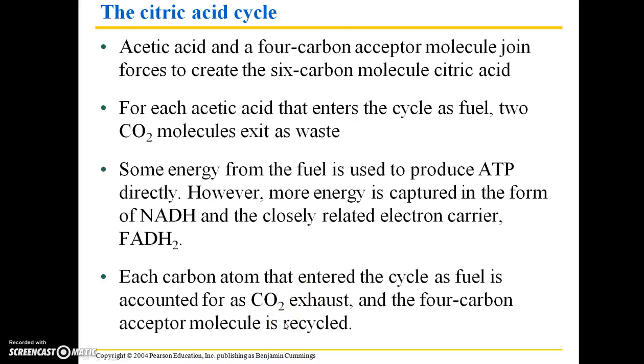It is converted to CO2 waste products within our mitochondria, and we also have acceptor molecules being recycled. So it's not like you have to have a brand new molecule each time this cycle runs. Those acceptor molecules can be reused.